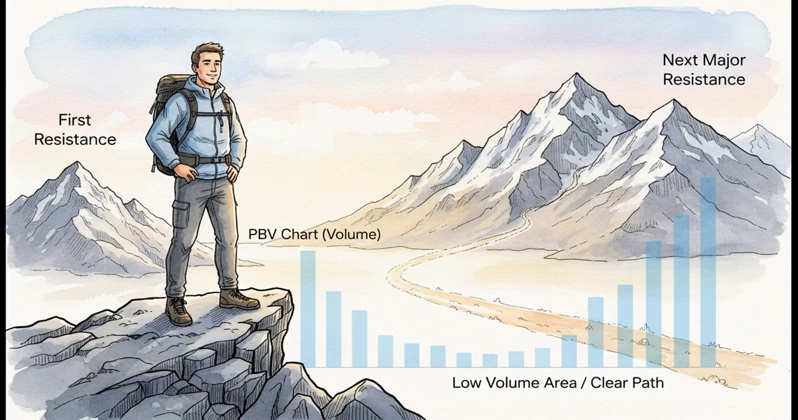And what does that mean for you? Well, it means if the price can break out above that first level of resistance, you can have a lot more confidence targeting the next level up, because you can literally see that there's not much in its way. It shows you the path of least resistance.